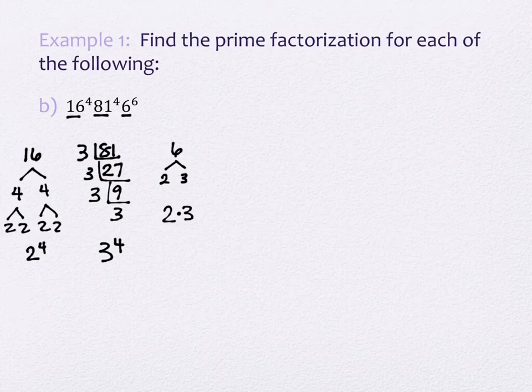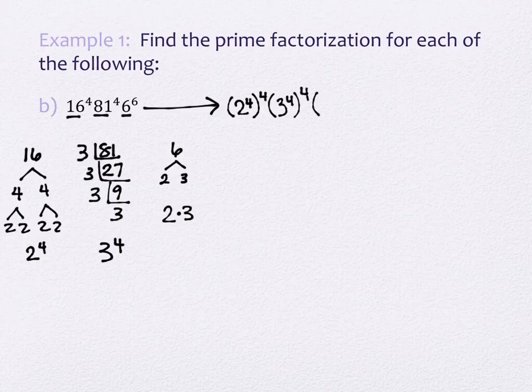So what does this mean we do? Well, it means I replace the 16 with 2 to the 4th. But what power was the 16 raised to begin with? A 4. So this is 2 to the 4th to the 4th. My 81 was 3 to the 4th, but it was also raised to the power of 4. And then my 6 is 2 times 3, and that's being raised to the power of 6.